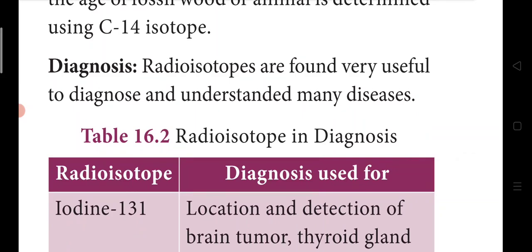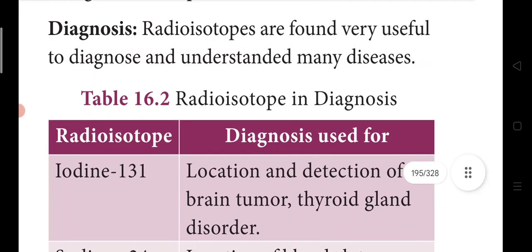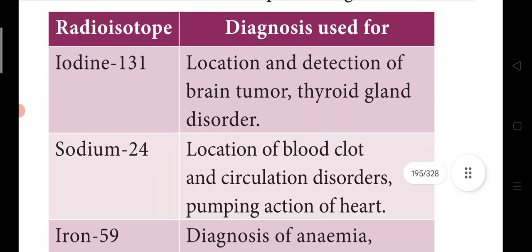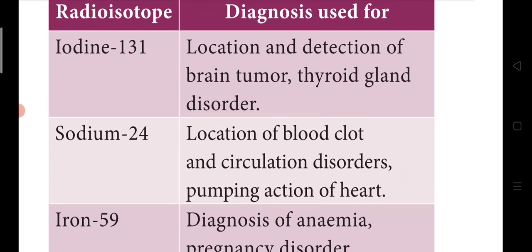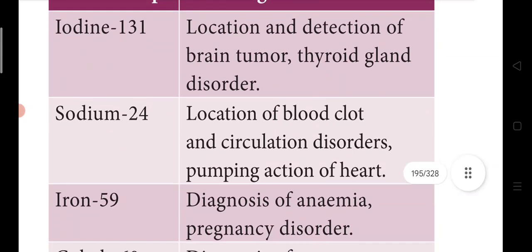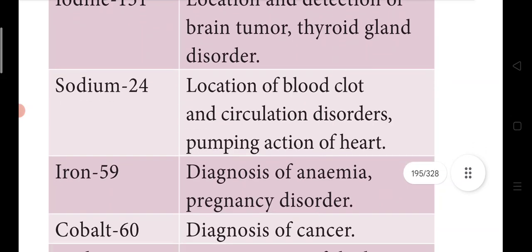In diagnosis, it is very useful in diagnosing many diseases. So you see iodine 131: location and detection of brain tumor. எங்கே இருக்குது brain tumor, எந்த இடத்துல இருக்குது, அதை எப்படி டிடெக்ட் பண்ணலாம், டிடெக்ட் பண்ணி லொக்கேஷன் ஐடென்டிஃபை பண்ணுறதுக்கு iodine 131 ஹெல்ப்ஃபுல்லாக இருக்குது. Not only for brain tumor, for thyroid gland and disorder.